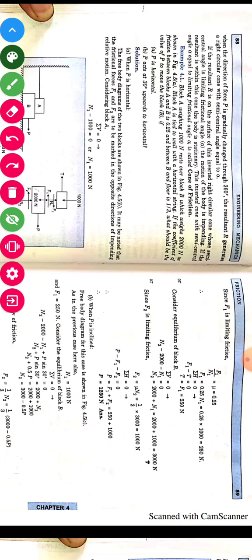Now we are considering the equilibrium of block B. Are you able to see block B? Yes, you are able to see, because I can see, you can also see. So consider the equilibrium of block B. First we are taking the vertical forces. Sigma V means the sum of all the vertical forces.